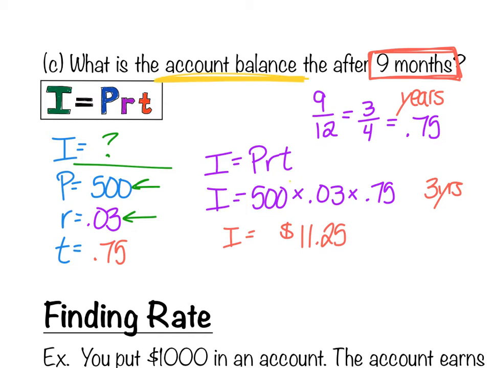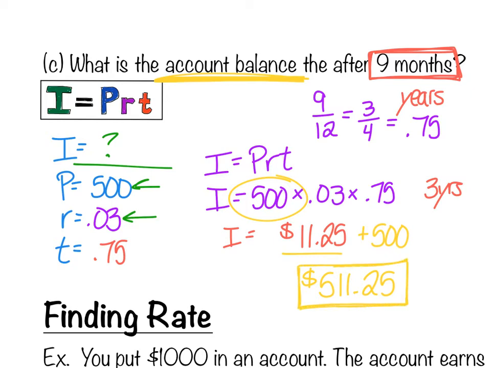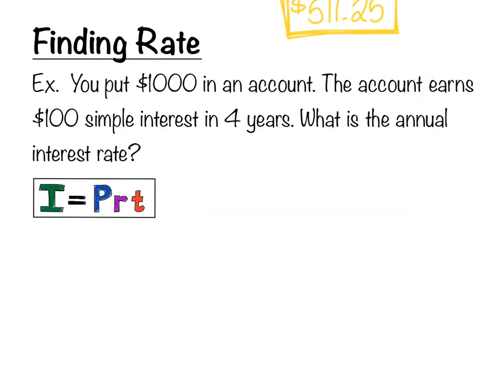Well, remember, I put $500 in, so add $500 onto that. I've earned an extra $11.25, which means now I have $511.25. Not as much as last time because I didn't leave it in the bank for as long. So $511.25. All right, so we solved for I in this equation, which is really easy. Just multiply P, R, and T.